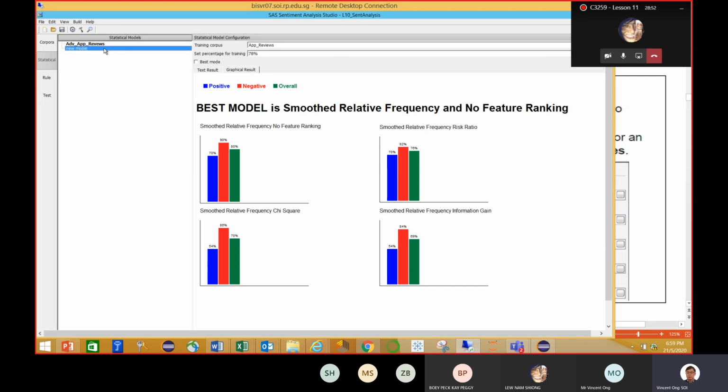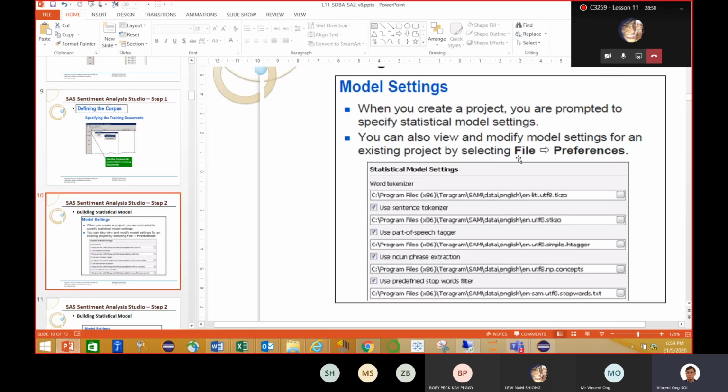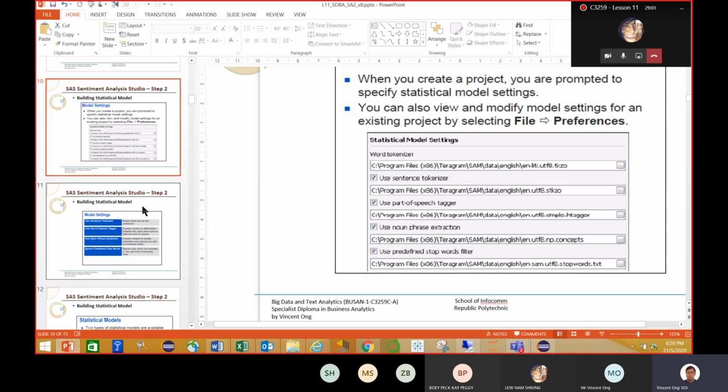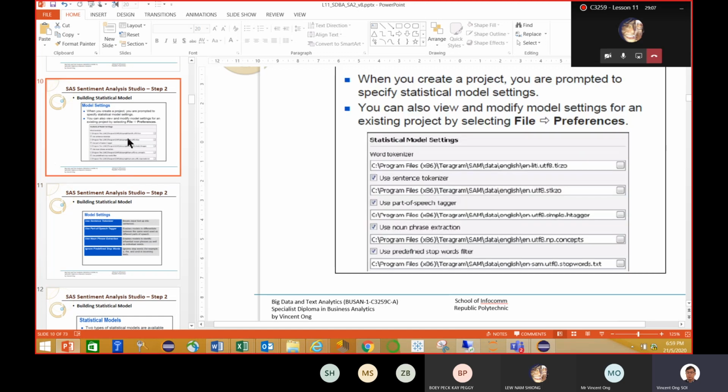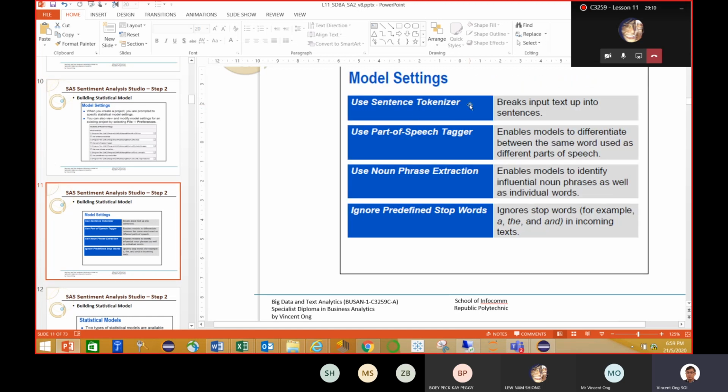I think this one they take the corpus. So all these settings are for text parsing, right? When you build the stats model, all these are the same. This slide is for explaining this one. This is to break the text into sentences, then the different parts of speech. Noun phrase, just extracting the significant terms of nouns and all those things. Stop word.